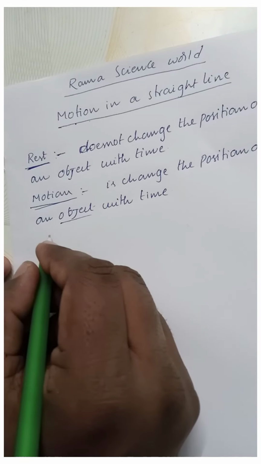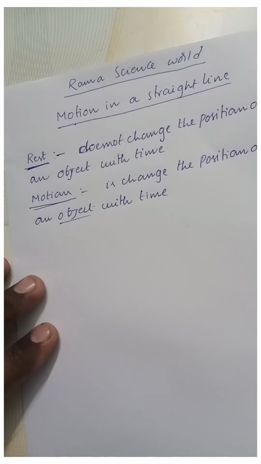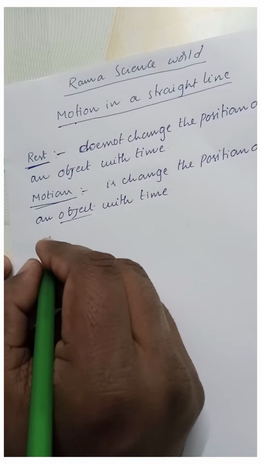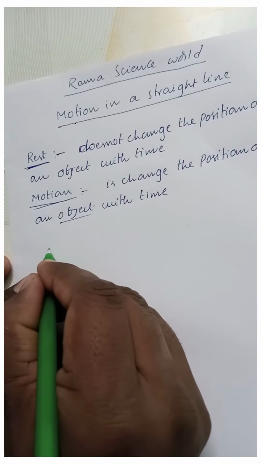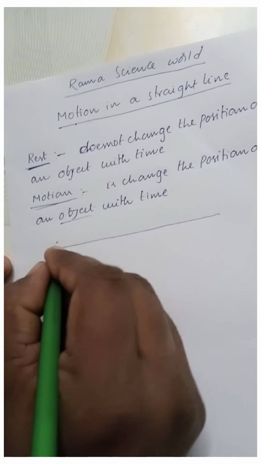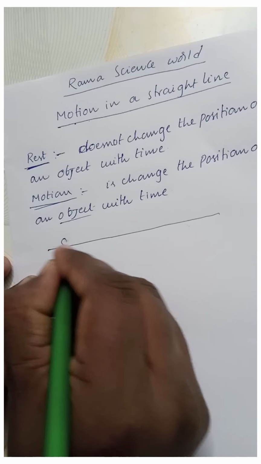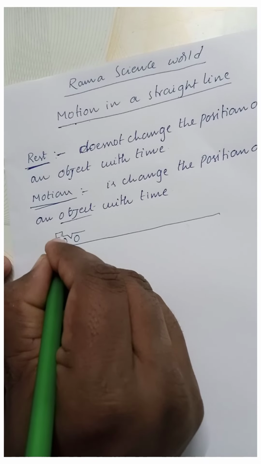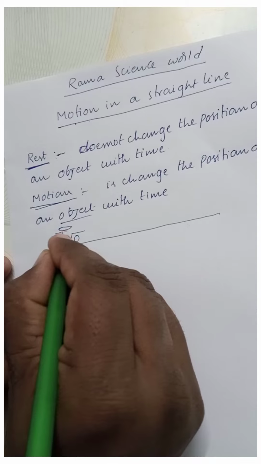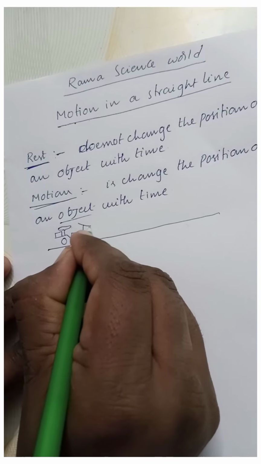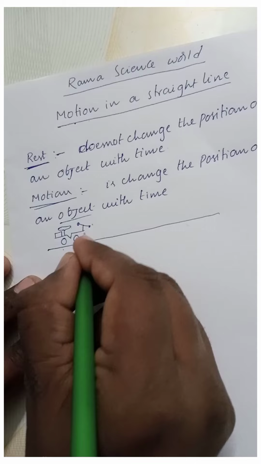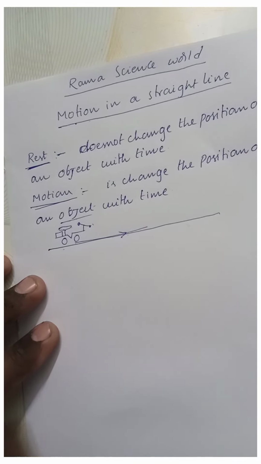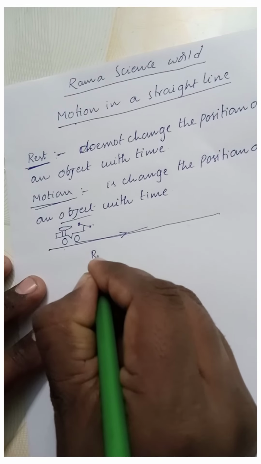Another thing is rectilinear motion or straight line motion. An object moves along a straight line. Suppose we take a bicycle. In this case, this object moves along a straight line, then the motion of the object is rectilinear motion or straight line motion.